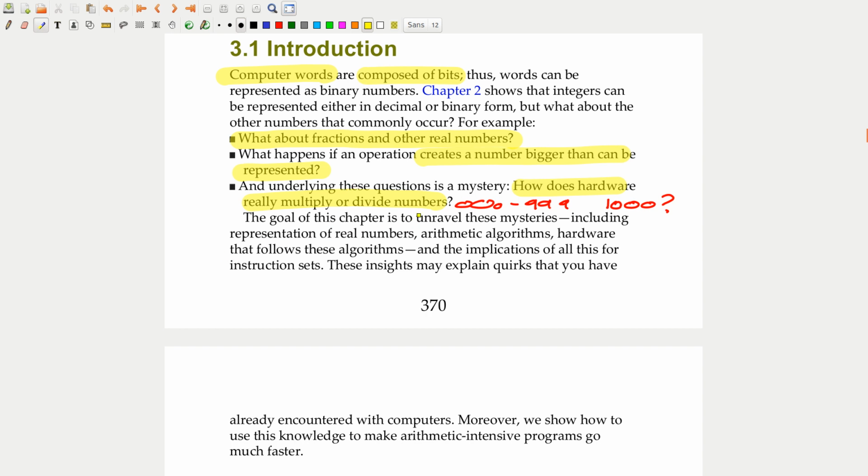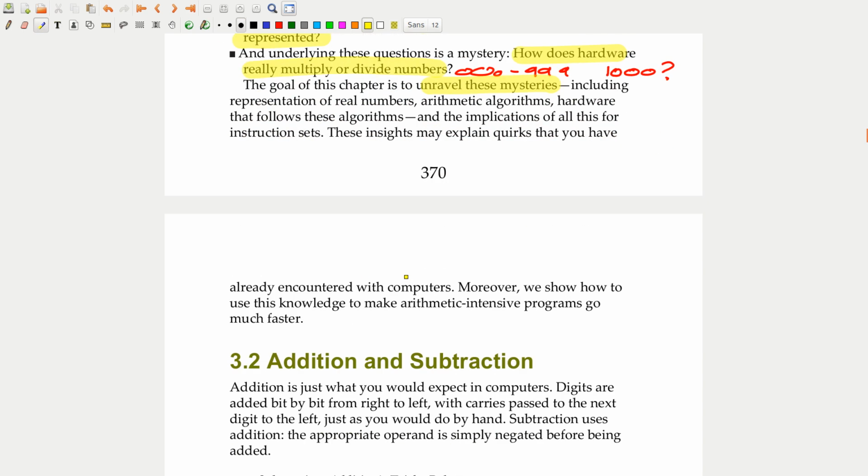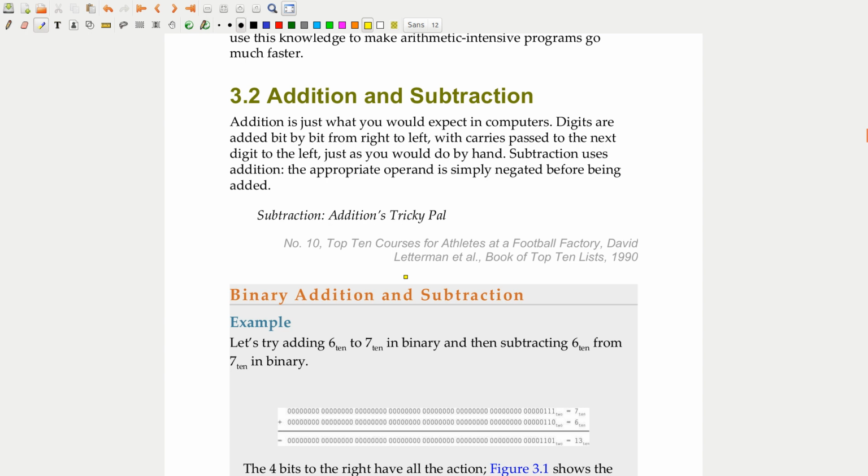Okay, so what we're going to do is unravel these mysteries. Let's jump right in and handle addition and subtraction. Addition is just like you would expect in computers. Digits are added bit by bit from right to left. We already know a lot of this stuff. This is the same thing that we do every single day if we're doing addition. Subtraction uses addition. Aha!